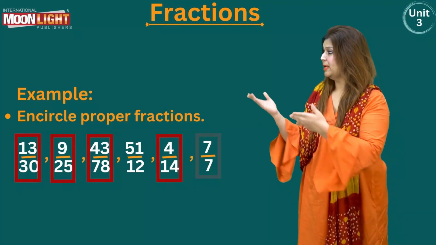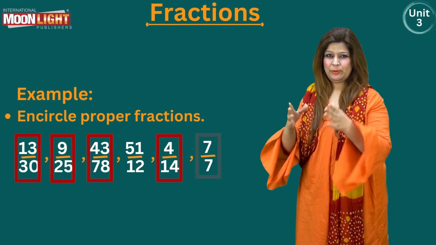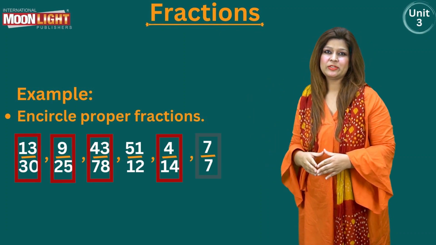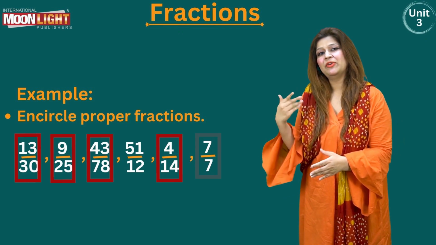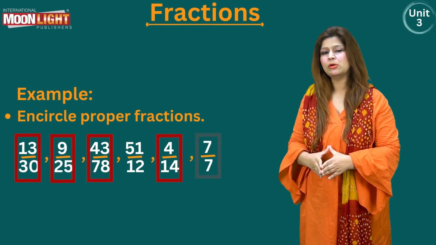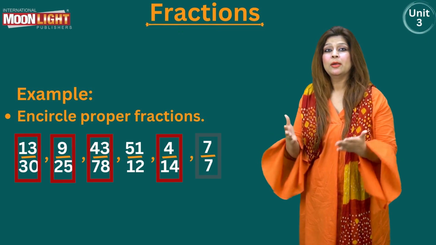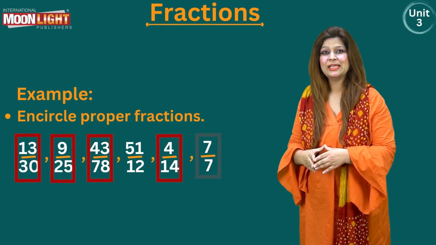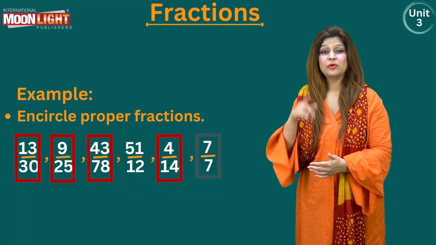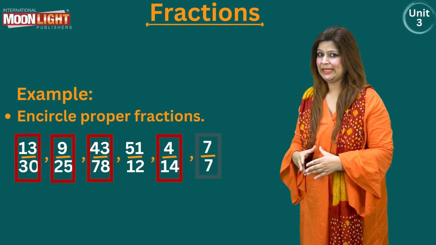Now let's solve some examples for you guys to have more concept clarity. Here the example is: circle the proper fractions. Yes, you are going to circle only the proper fractions. For that, you must know what is a proper and what is an improper fraction. So we are going to only check the numerator. If the numerator is greater than the denominator, this is an improper fraction. So here we check that the numerator must be smaller than the denominator.